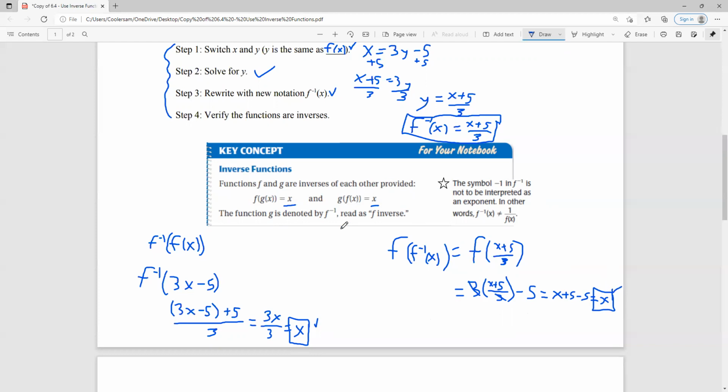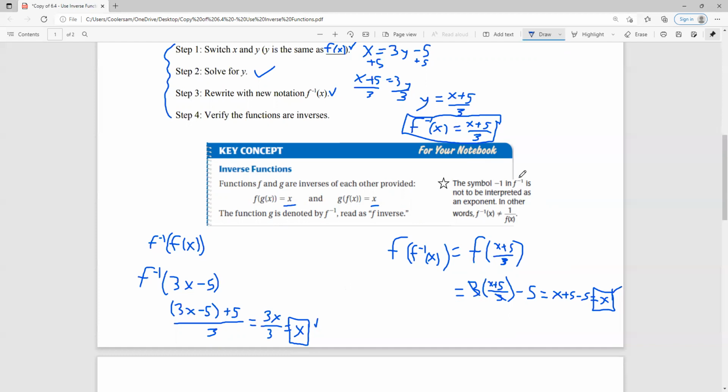So that goes to show that yes, f of x and the inverse of f of x are actually inverses of each other. If I were to plug one into the other and I would get some answer other than x, then that means that they are not inverses of each other.